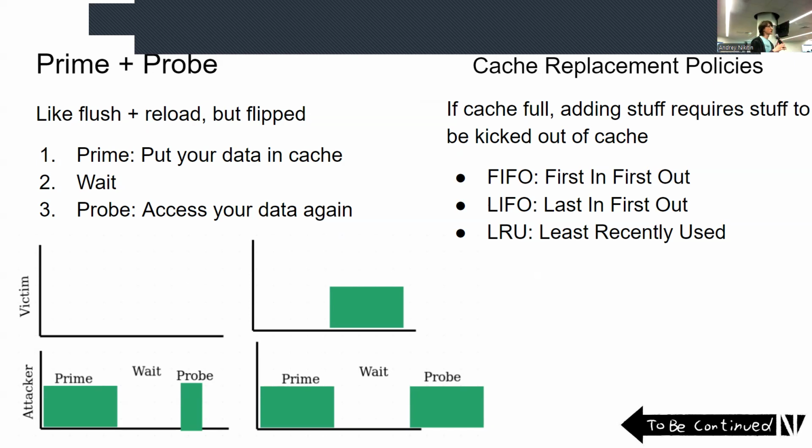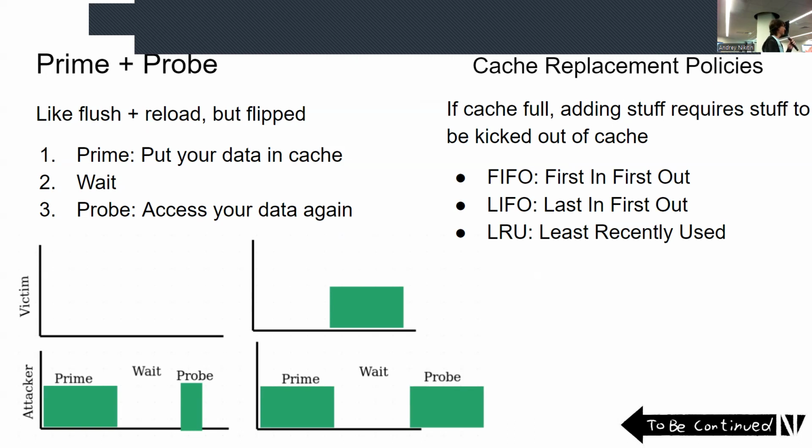Basically, what we're going to do is prime our cache by putting in our data. And then if the user accesses some piece of data, then they have to replace something that we put in cache, because if the cache is full, we can't add more stuff to it. So we need to replace what we put. And so after we wait for a bit, we're going to probe the cache again and see, hey, is that data we put in there still there? That's the idea of prime and probe.